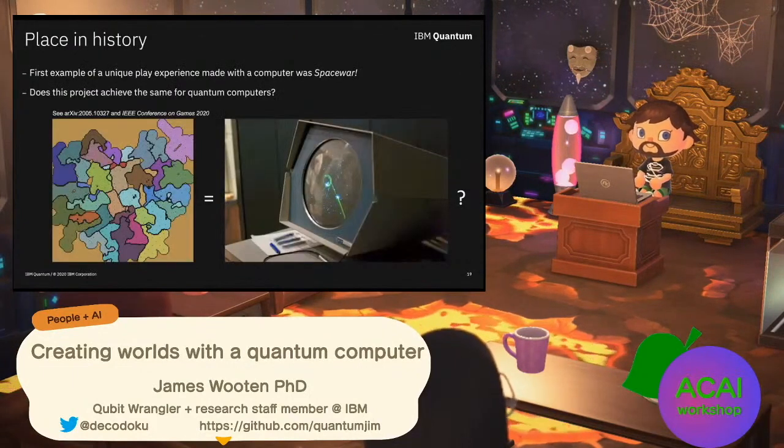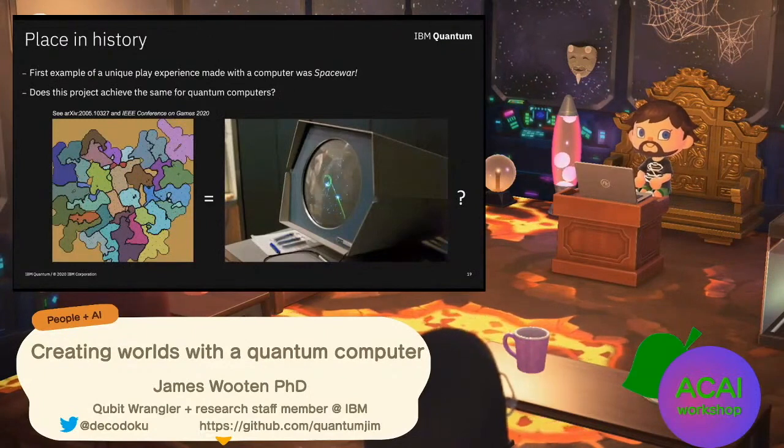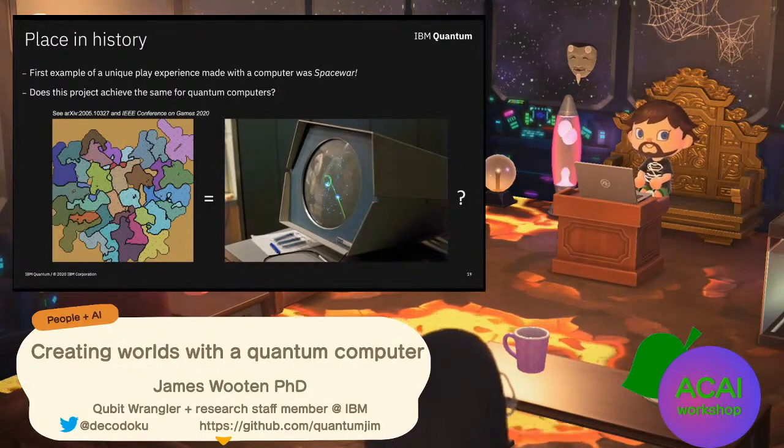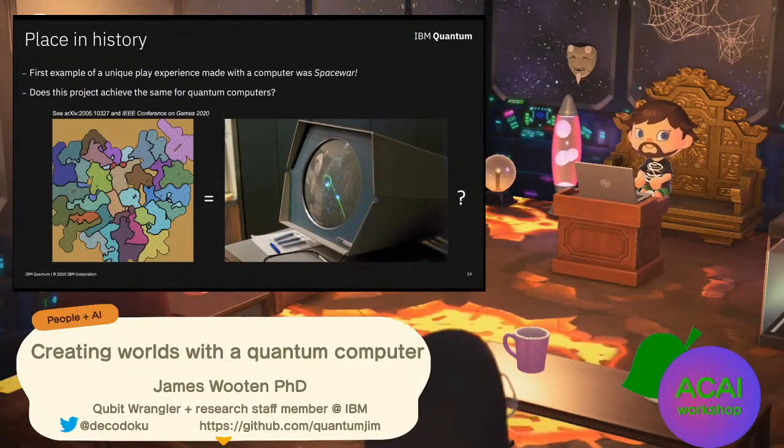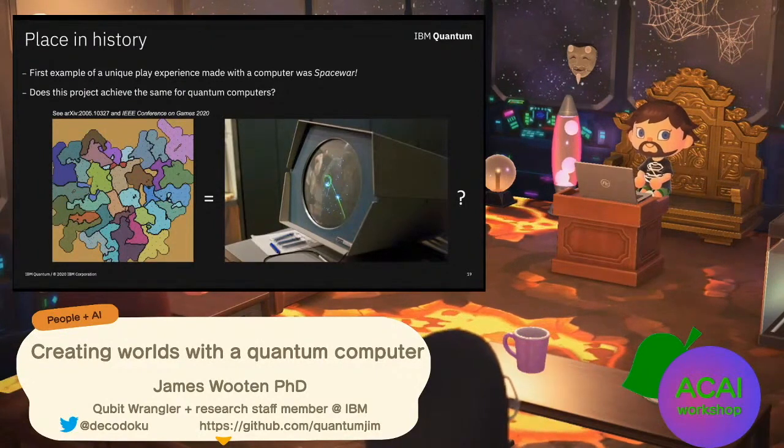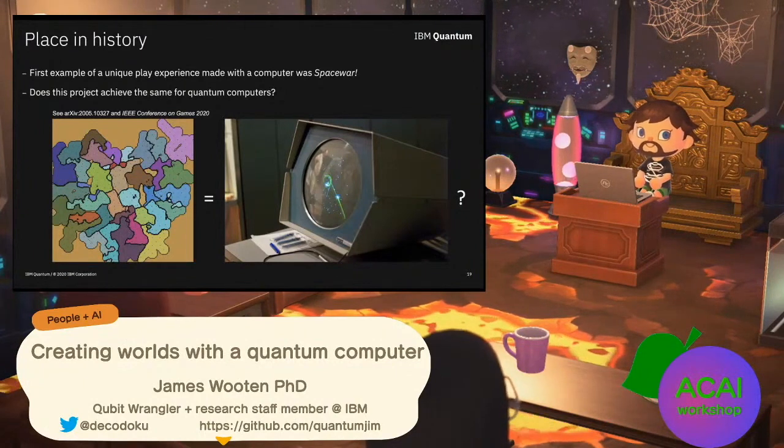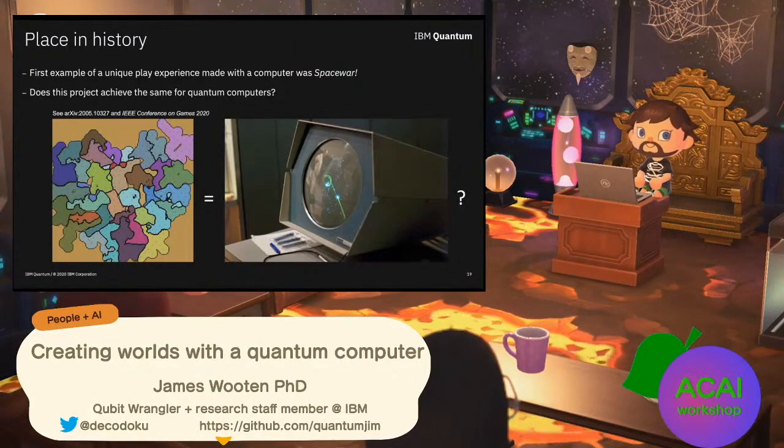So what is the place in history of this work? Like when people write the history of quantum computing, if they mention this, how will they mention it? And what I would ideally like is that they would say it's like the quantum version of Spacewar. The first thing where quantum computing is offering something unique in procedural generation that you can't get otherwise. I don't think people will do that.